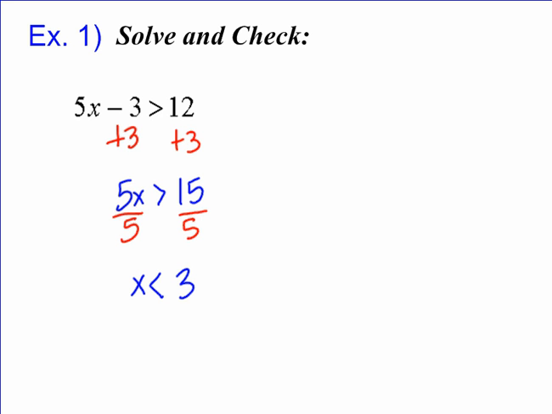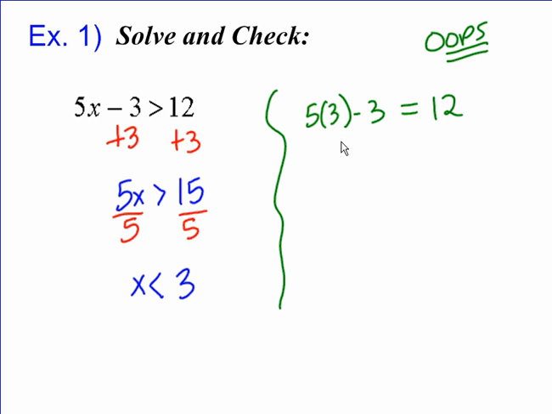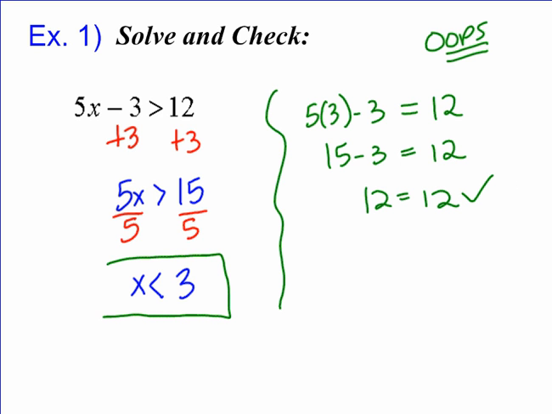Now, how do we check our solutions? Well, we're going to check our solutions as if this inequality doesn't exist. We're going to use an equal sign to see if it's going to work. So 5 times 3 minus 3 equals 12. Again, we follow the order of operations. 5 times 3 is 15. 15 minus 3 is 12. And since both sides check out, then we know that x is less than 3 is our solution. So we need all the numbers less than 3: 2.5, 2, 1, negative 500, whatever those numbers are, those will make this true.